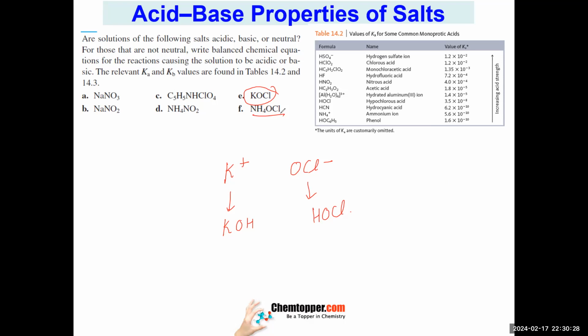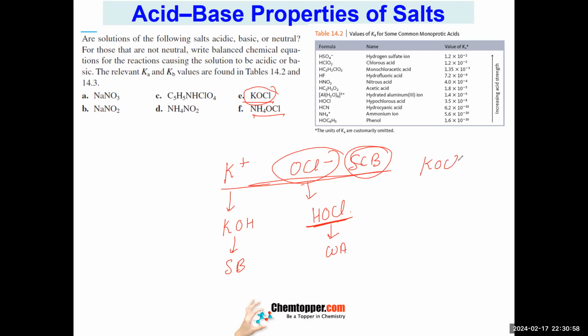You already know KOH is, Afan, I can help you if you are finding it difficult. It's a strong base. Hypochlorous acid is a weak acid. So who is strong? Strong conjugate base. So in this KOCl, there is a strong conjugate base. So what kind of salt is KOCl? Why are you people taking so much time? Is it clear? It's a basic salt, right?